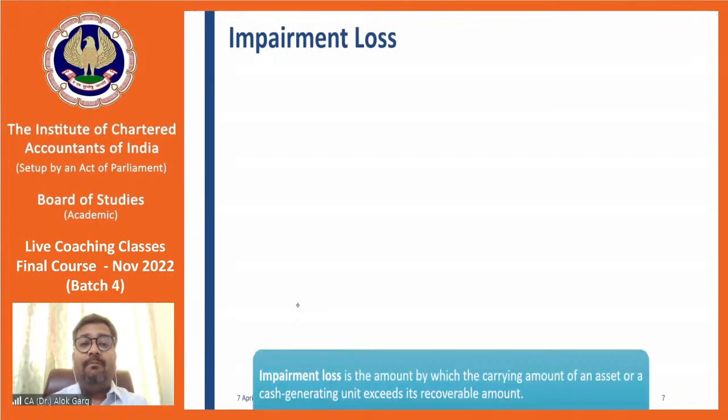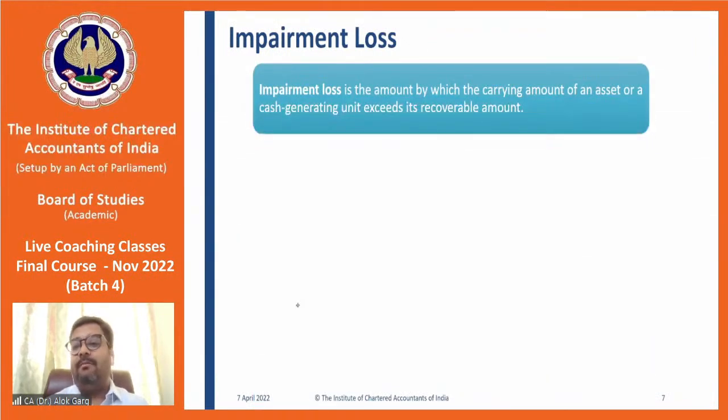Now, what is an impairment loss? What is an impairment loss and when is there an impairment loss? So I have a mobile phone, and this is a OnePlus 5G phone. The cost of this phone was 55,000 rupees when I purchased this phone, right? So I have recorded this mobile phone in my balance sheet at 55,000 rupees.